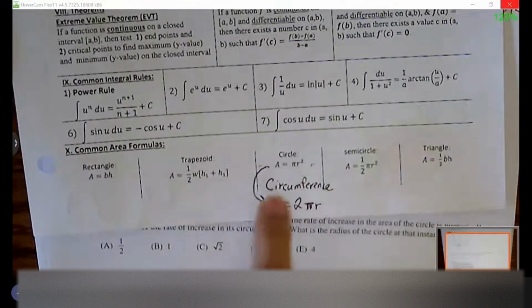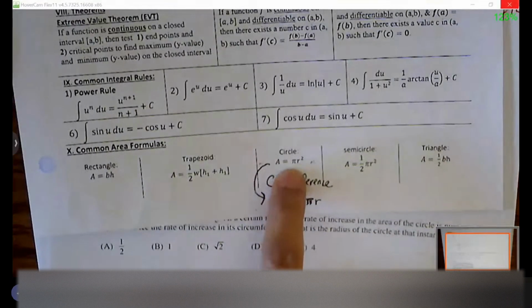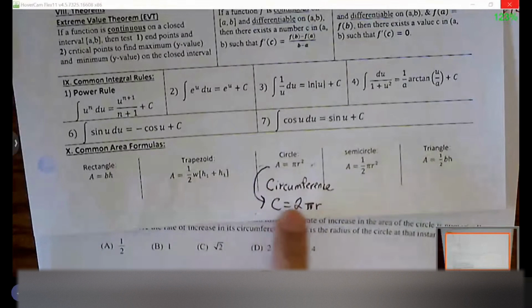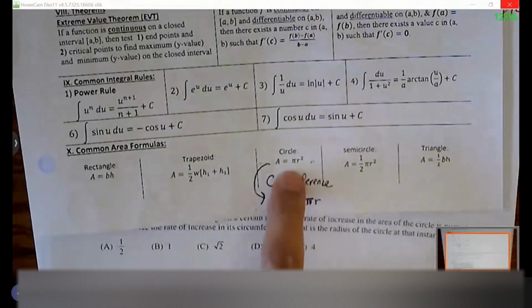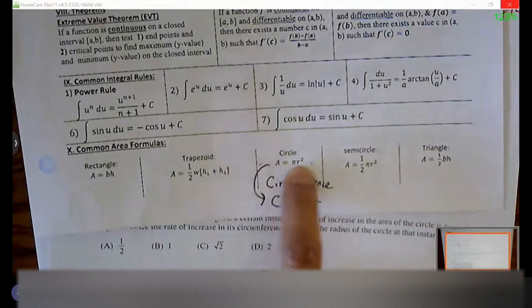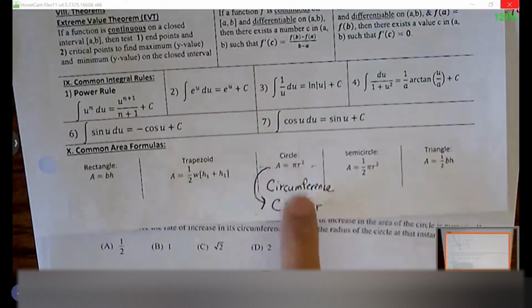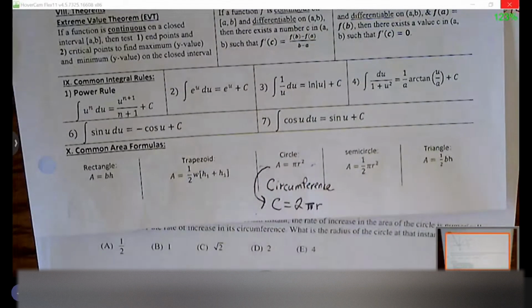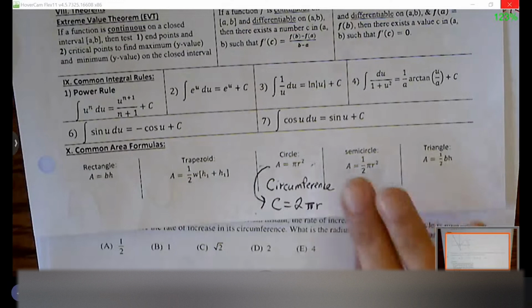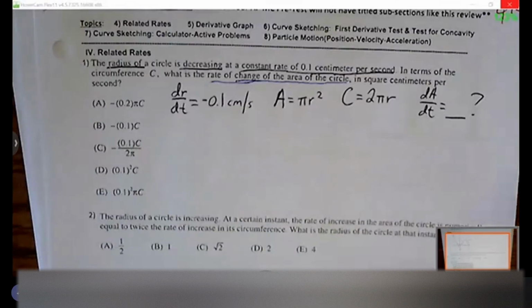But I also want to point out something here. If you know the area of a circle, and let's say you forget circumference, you can get to it by simply taking the derivative. If you do the power rule on pi r squared, if you bring down the 2 in front, it becomes 2 pi r. So there's that derivative relationship there, where if you know the area of a circle, you can just arrive at the circumference in case you forget it.